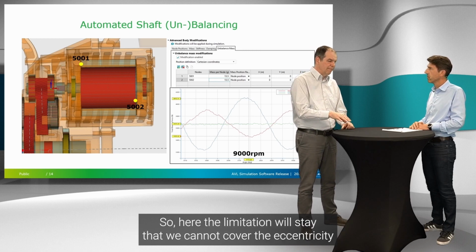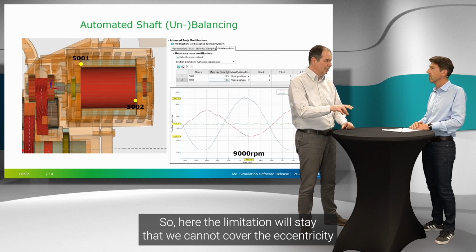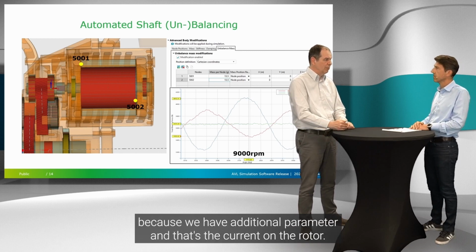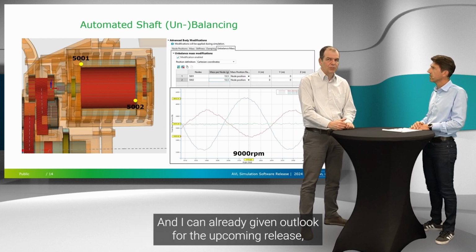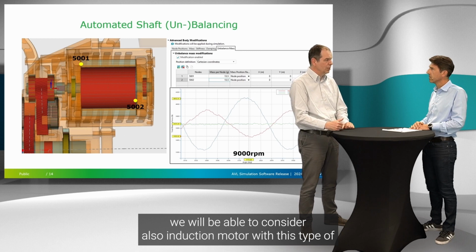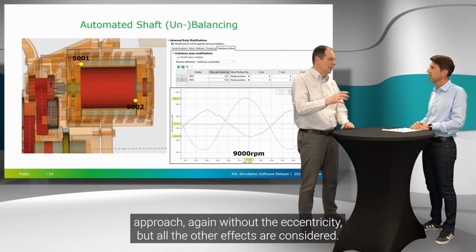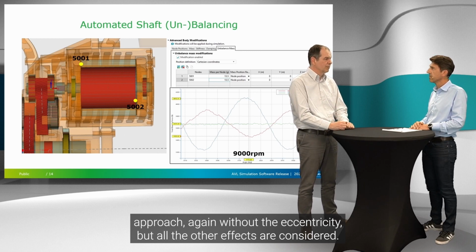So here the limitation will stay that we cannot cover the eccentricity, because we have an additional parameter, and that's the current on the rotor. And I can already give an outlook for the upcoming release. We will be able to consider also induction motors with this type of approach, again without the eccentricity, but all the other effects are considered.